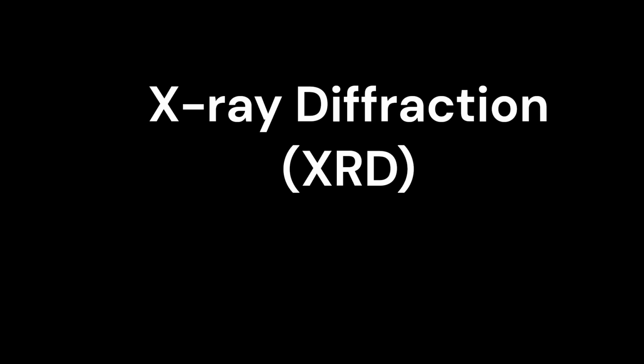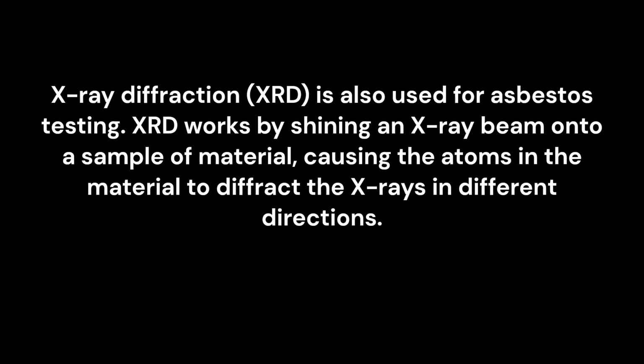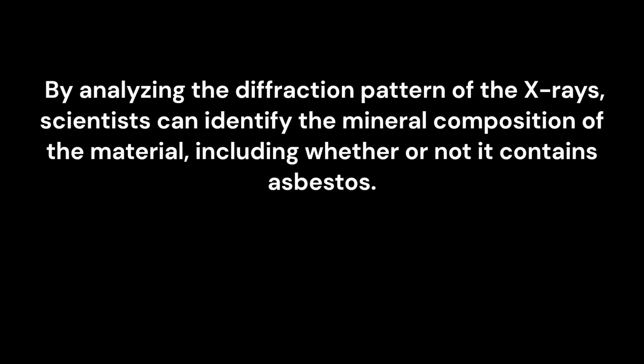X-ray diffraction, XRD, is another method that can be used for asbestos testing. XRD works by shining an X-ray beam onto a sample of material, causing the atoms in the material to diffract the X-rays in different directions. By analyzing the diffraction pattern of the X-rays, scientists can identify the mineral composition of the material, including whether or not it contains asbestos.